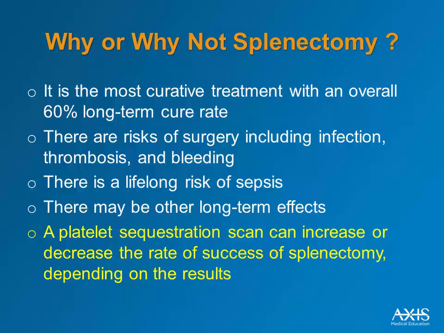Finally, while we in general cannot readily predict the success of splenectomy, it appears that a platelet sequestration scan can either say there's at least a 90% chance of success or a less than 30% chance, depending on whether the platelets are sequestered almost entirely in the spleen or, for example, in both the liver and the spleen. This test, by the way, is not currently done in the United States.